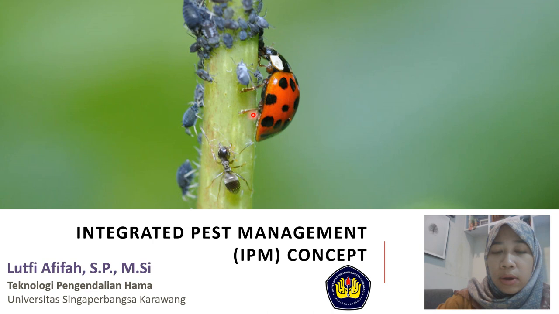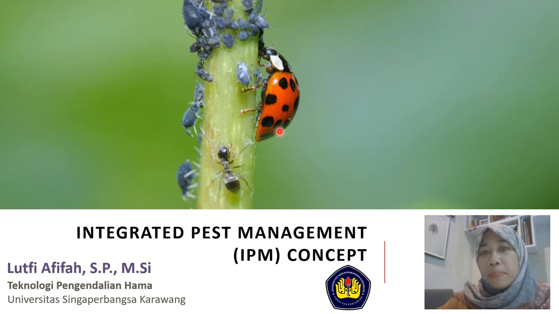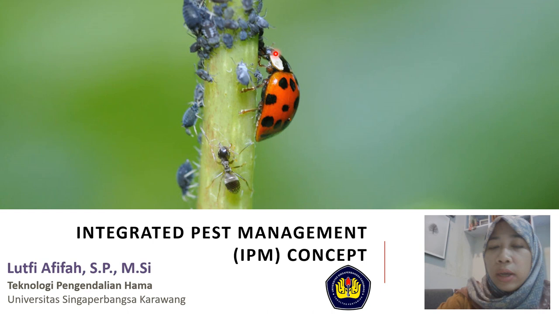This is the ladybug. And in the ecosystem, there are two roles. The first one is as a predator, and the second one is as a pest. How come in one family, Coccinellidae, there are two different roles in the ecosystem: predator and pest? How are predatory Coccinellidae and pest Coccinellidae different? The difference is in the morphology of their body.